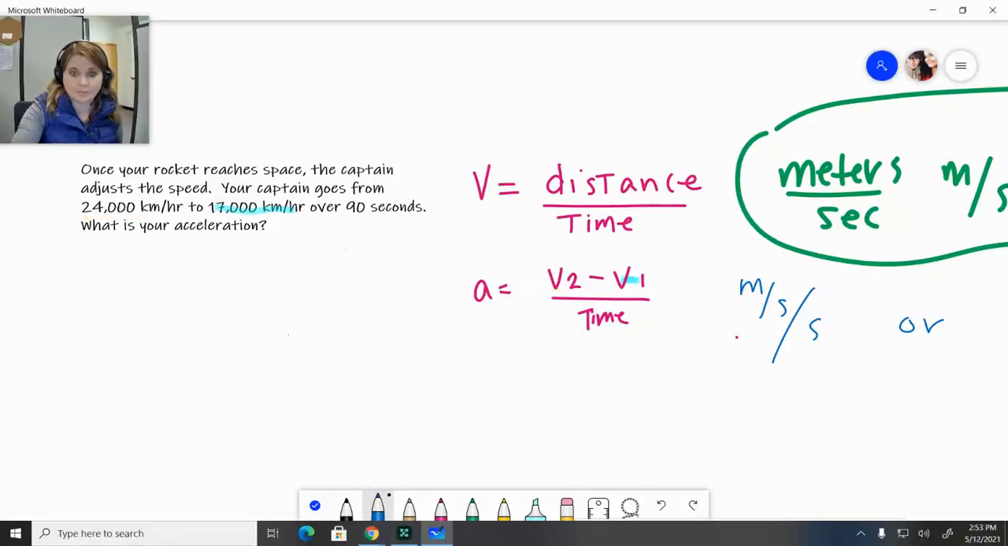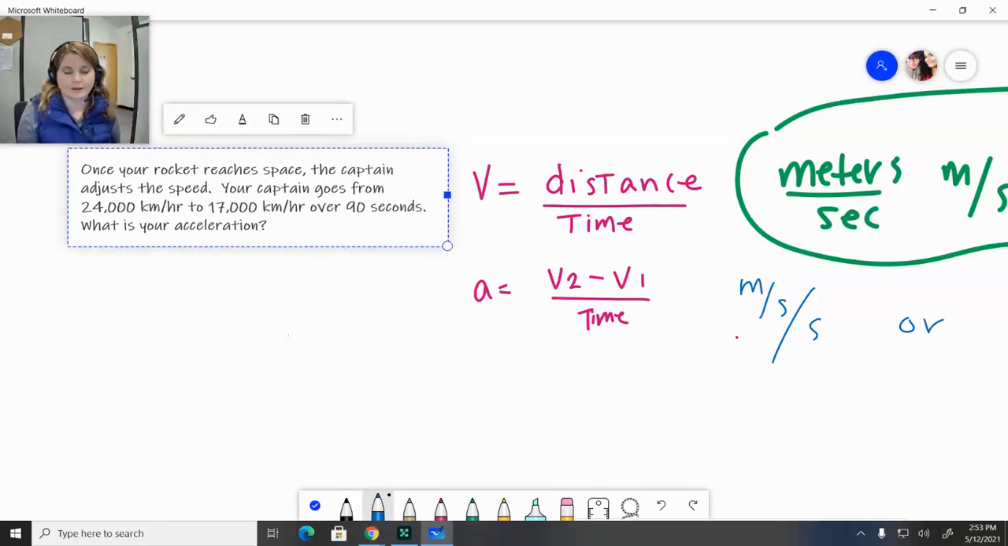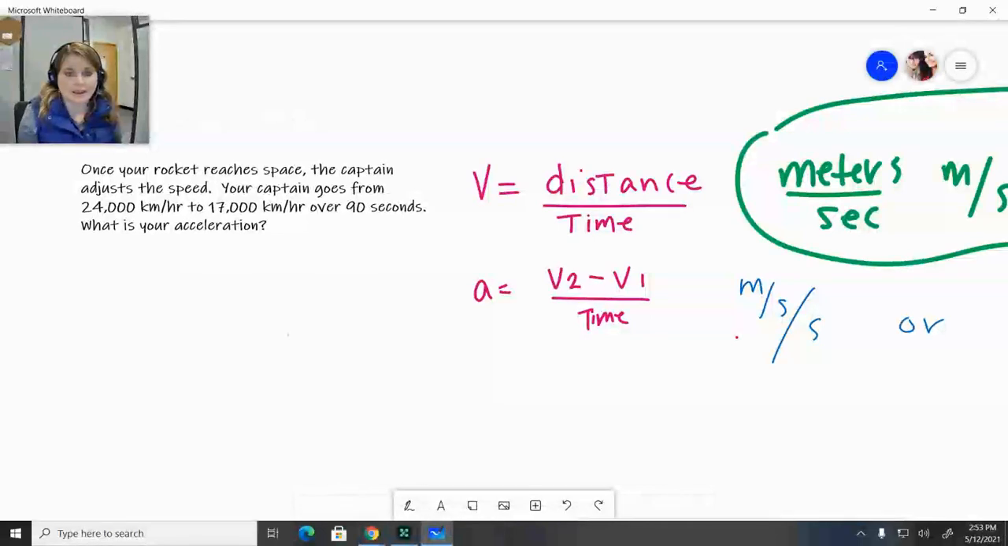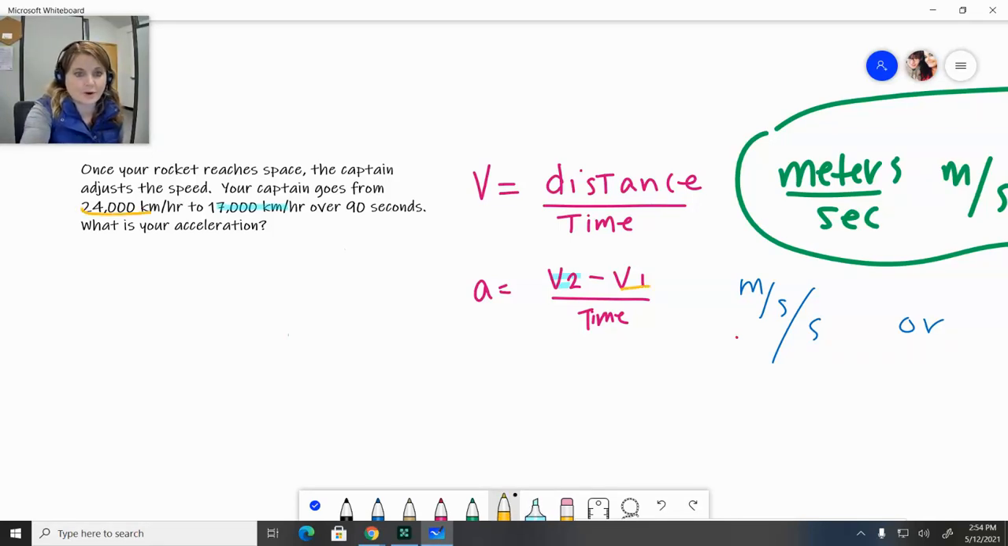All right. It says you started at 24,000 and you ended up at 17,000. Oh, that's different, right? So our V2 is a 17. And our V1 is a 24. So V2 is 17,000 kilometers per hour minus 24,000 kilometers per hour.